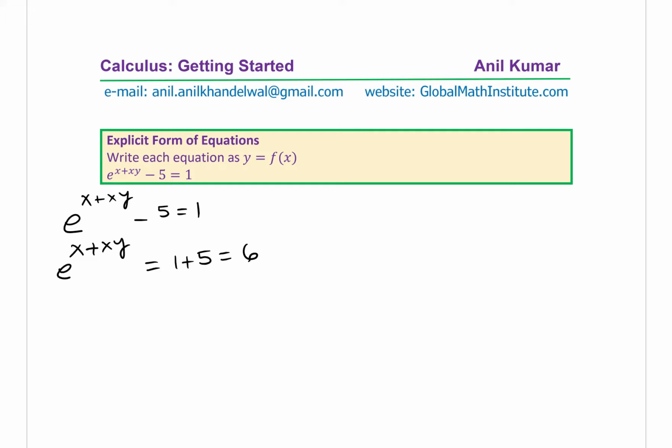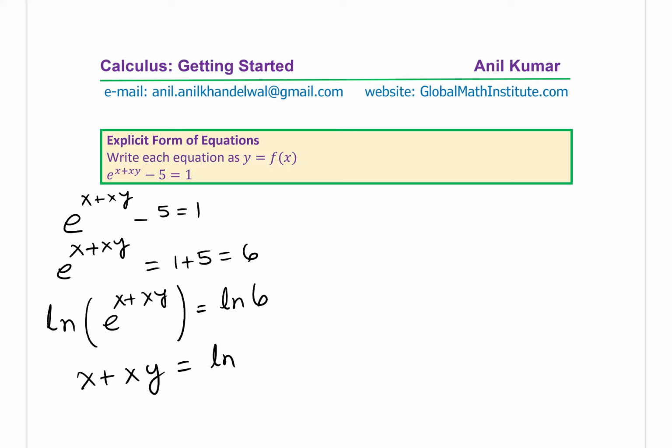Now, when we have e, the inverse of exponential functions is log, ln. So we can take log both sides. So we get ln e to the power of x plus xy, and that is equal to ln 6. Now, here, ln e is 1. So we are left with x plus xy equals to ln 6. And now we can isolate y. So we can take x to the other side and divide by x.